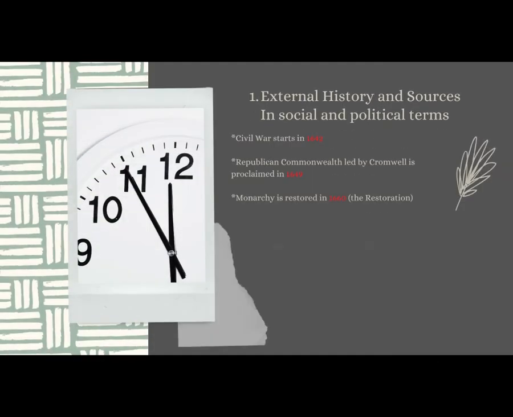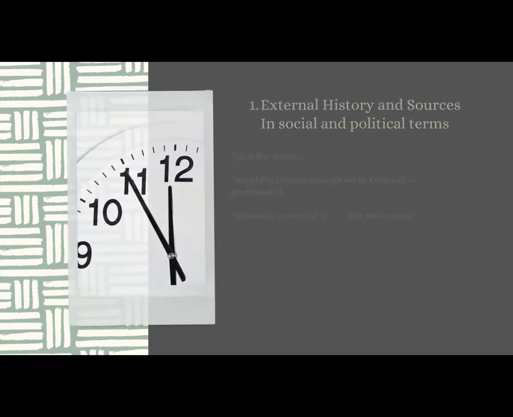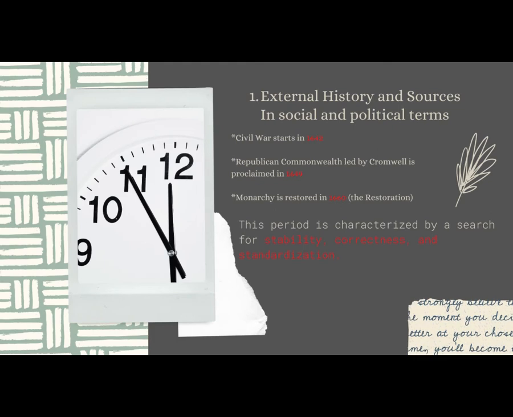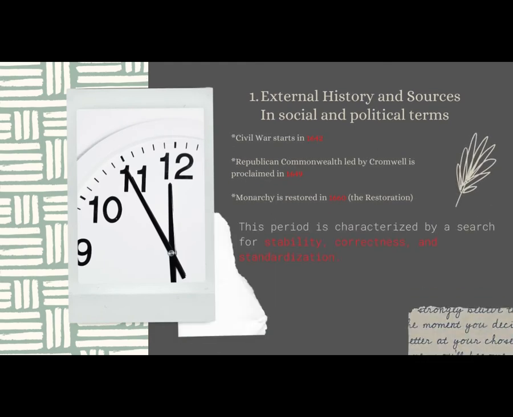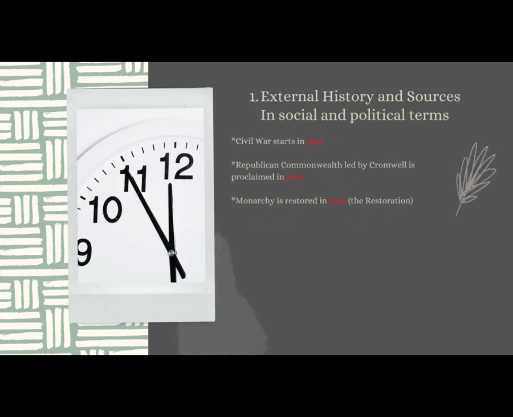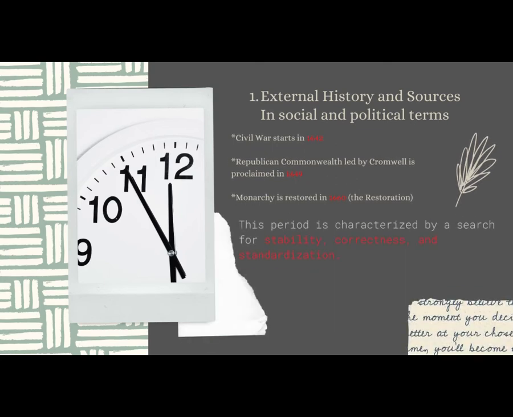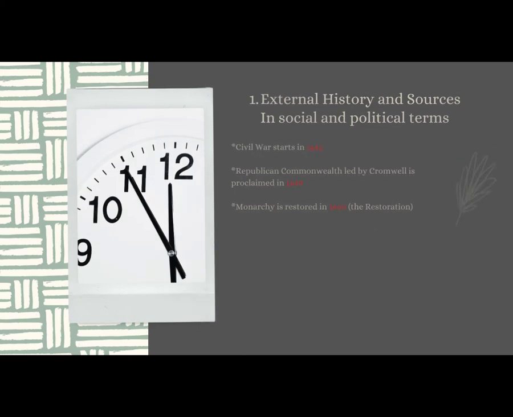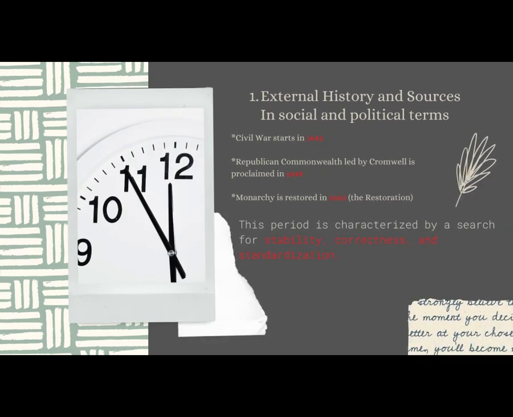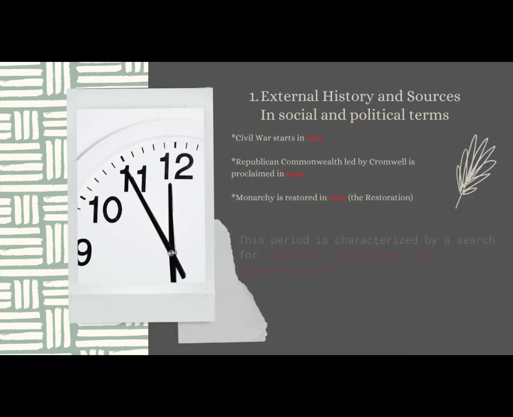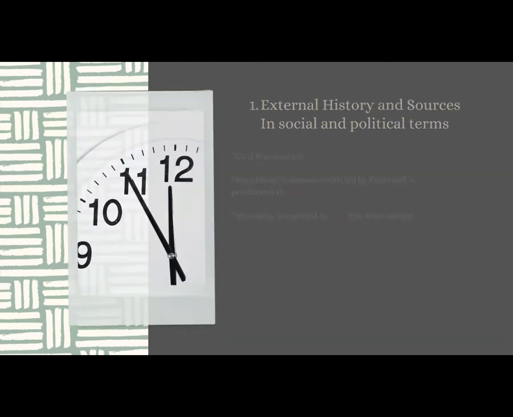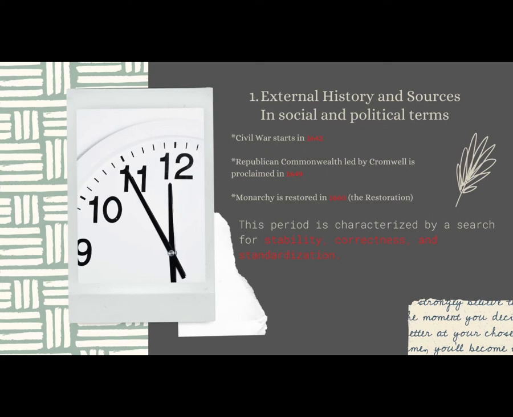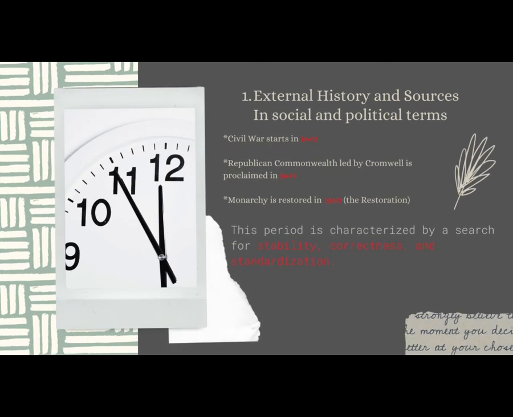Okay, first, let's have the external history and sources in social and political terms. So, this is the second part of the 17th century that marks the beginning of a very volatile period in the history of Britain. So, the Civil War starts in 1642. Okay, take note, 1642. And the Republican Commonwealth, led by Cromwell, is proclaimed during 1649, and the monarchy is restored in 1660, which is called the Restoration. Okay, Restoration yung tawag sa 1660.